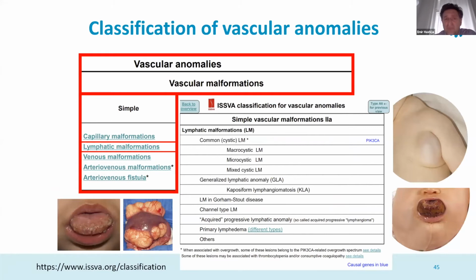So, going back to lymphatic malformations, the second group in the simple group. When I'm talking about these simple vascular malformations, you have to know that this is always just a single strain. So this is just lymphatic malformation, not involved with any other vascular strain. Here we divide the lymphatic malformation into the common cystic lymphatic malformation. They are not that common, these malformations in general are rare, and they are divided into macrocystic, microcystic, and mixed cystic lymphatic malformation.